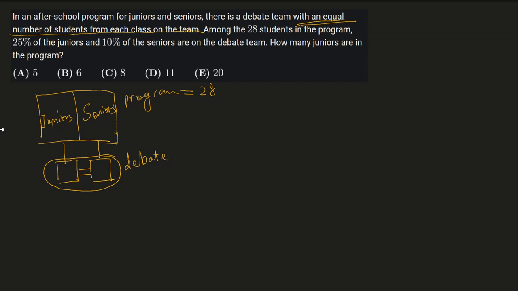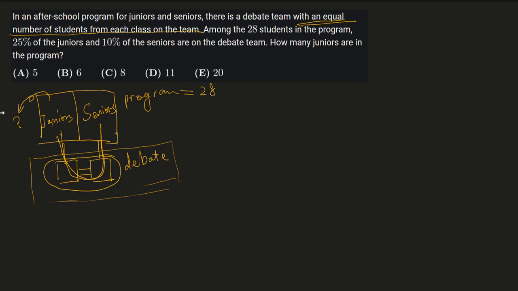And at the same time, we know that this program has a total of 28 students. And the question is what? The question is this part. How many students are there for this junior part? And if we cover up this debate team, there is obviously no solution to this problem, or no unique solution, right? And the only fact that links the juniors and the seniors is through this debate team. And this is very important.